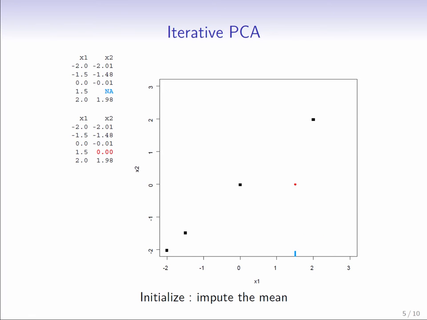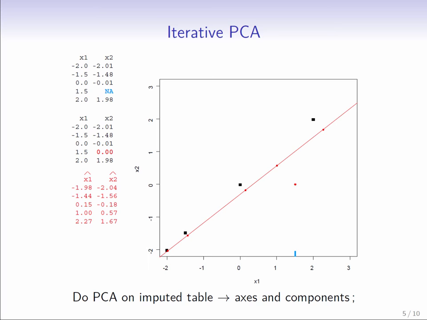The first step of the iterative PCA algorithm is to impute the missing data using a random yet reasonable value. For example, the mean for the variable in question, or in our case, simply the value 0. Then we alternate between two steps. The first consists of doing PCA on the now complete data. We do the PCA and draw the PCA axis on the plot. Each individual is projected onto this line, giving the little red dots. This gives us coordinate values for these points in terms of x1 and x2.